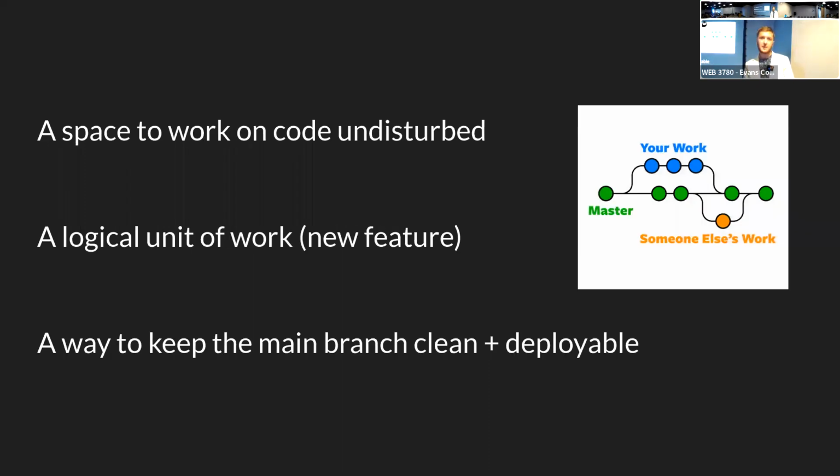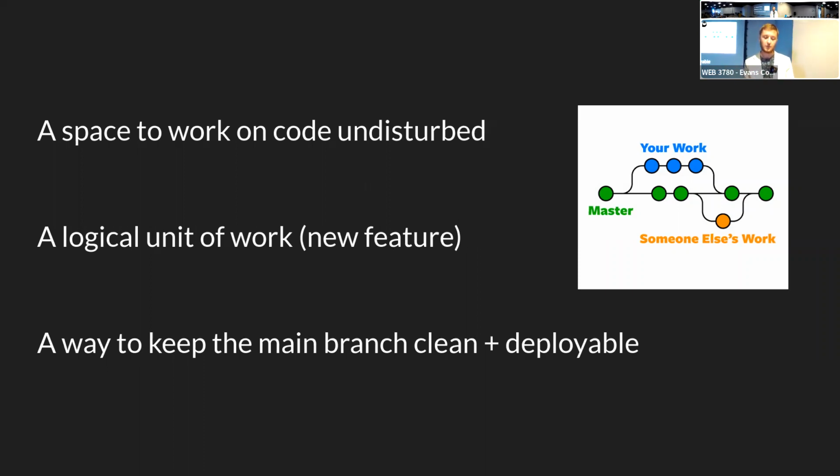A branch is a space to work on your code undisturbed. So it's a way for you to be able to push to something like GitHub without having somebody else pushing code at the same time and giving you conflicts, essentially. It usually represents a logical unit of work. So maybe it's a new feature, maybe it's a bug fix, something that encapsulates one chunk of work.